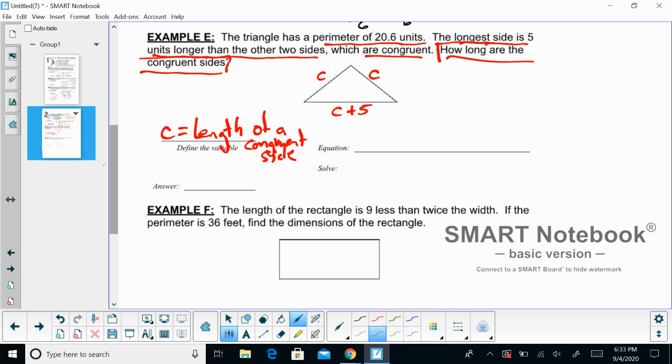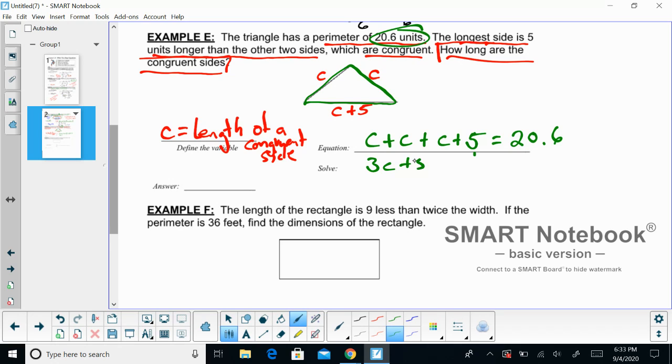Now, how do I find the perimeter? To find the perimeter, I add the distance all the way around, so I'm going to add the length of the 3 sides. So I have a C plus another C plus another C plus 5. That's the length of all 3 sides, and it equals 20.6. We got that from our problem. Now again, we're going to go ahead and simplify this down. So combining like terms, I have C plus C plus C, that's 3C plus 5 equals 20.6.